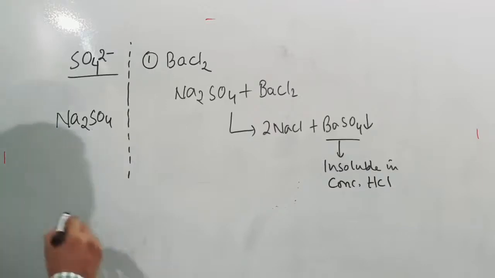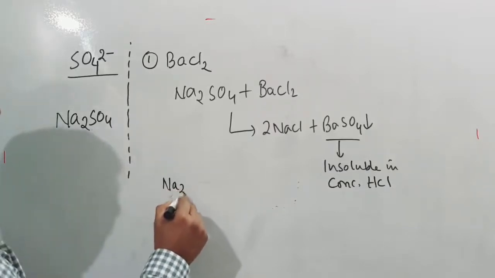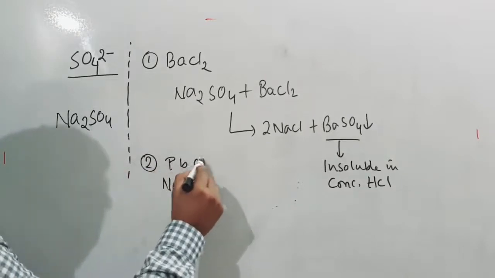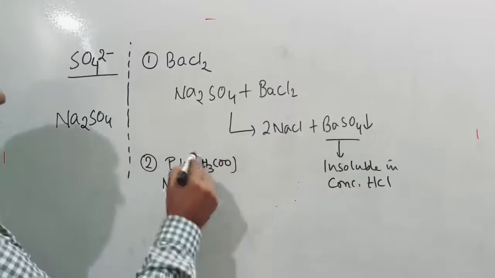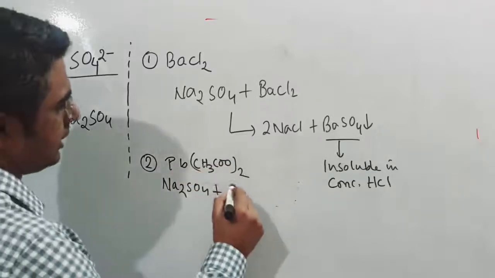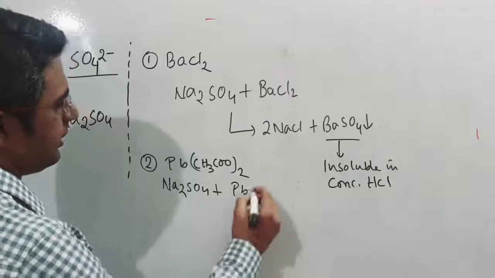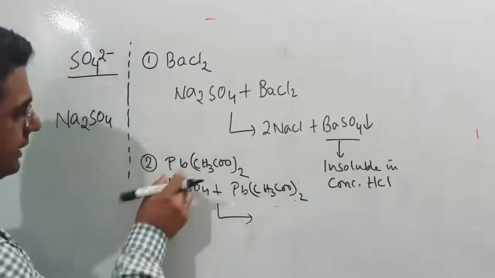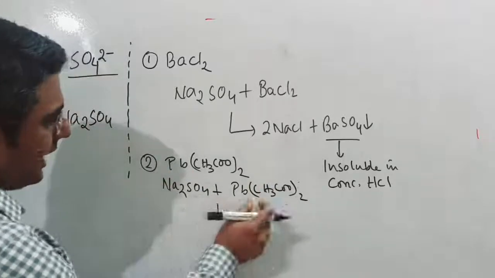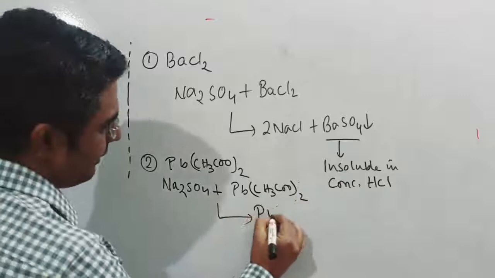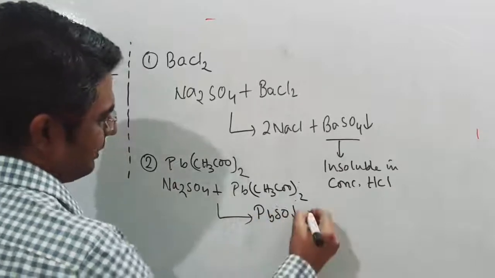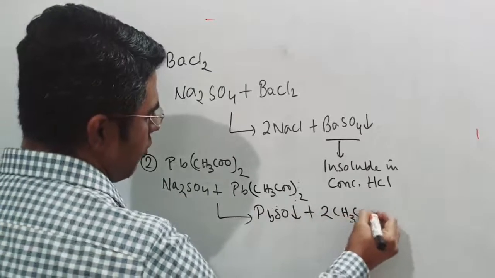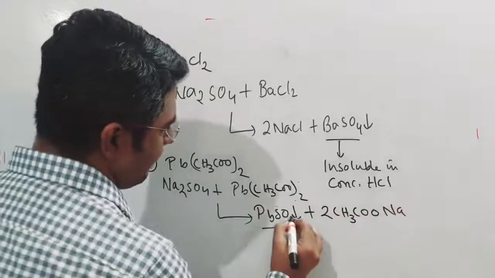Next, you can also add our next reagent, number 2 reagent, which is lead acetate. You have got a fair idea what lead acetate is now. So, just add lead acetate, let us see what happens. (CH3COO)2Pb. So, what will happen? This lead is going to combine with SO4 and form PbSO4. This again will give you a white precipitate, plus 2 CH3COONa.